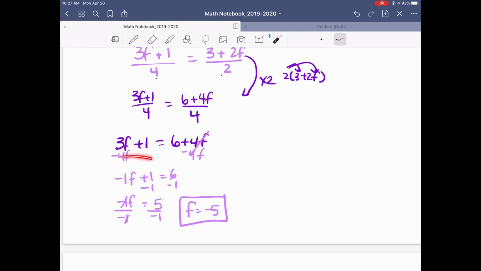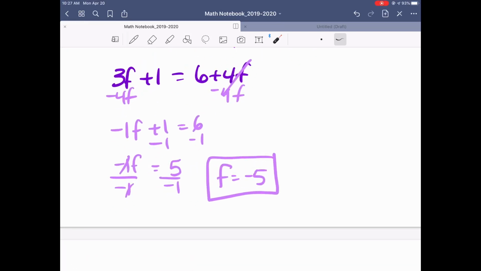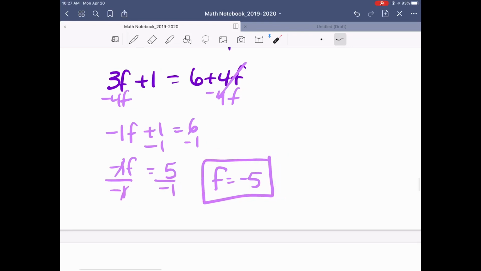So I decided to move the f's to this side. So I did minus 4f minus 4f. I got negative 1f. And then I did minus 1 minus 1. So I got negative 1f is equal to 5. Or you would have gotten negative f is equal to 5. But the question isn't asking what's the negative variable. It's saying what is f? What's the variable? So you have to divide that by negative 1. And what you do to one side, you do to the other. Then you would get f is equal to negative 5.